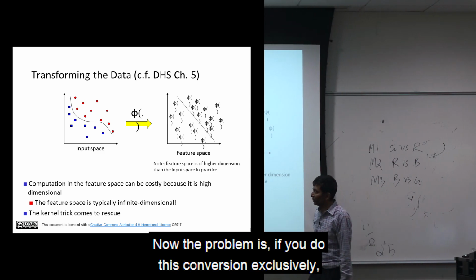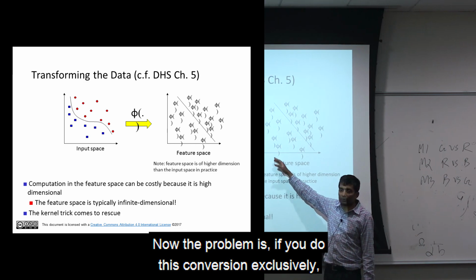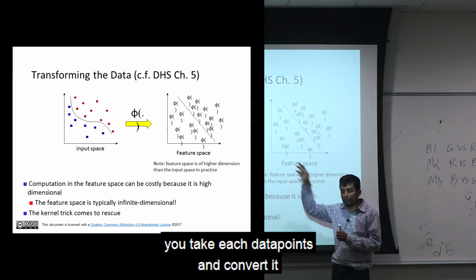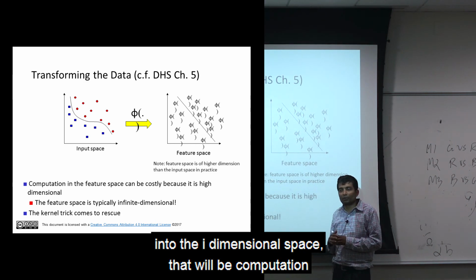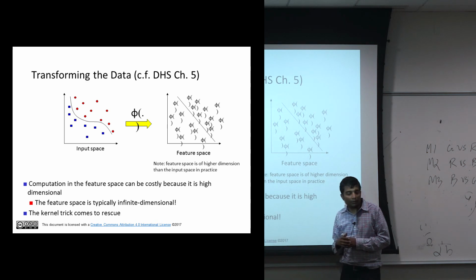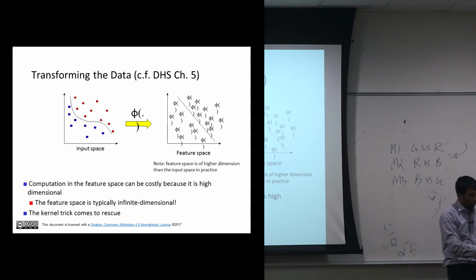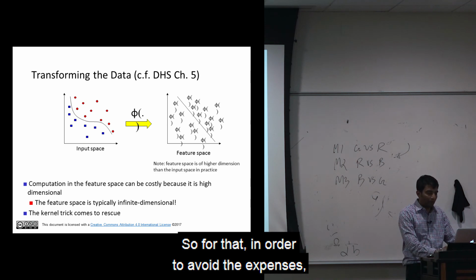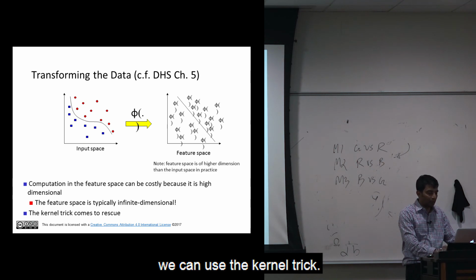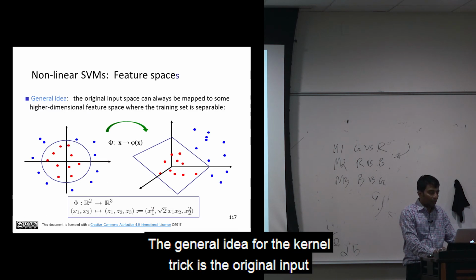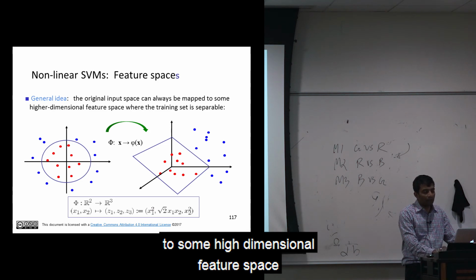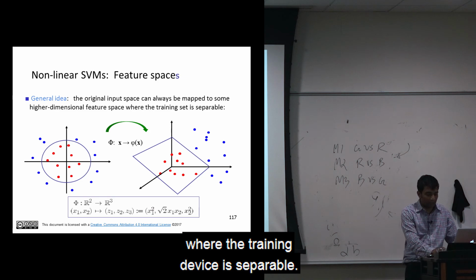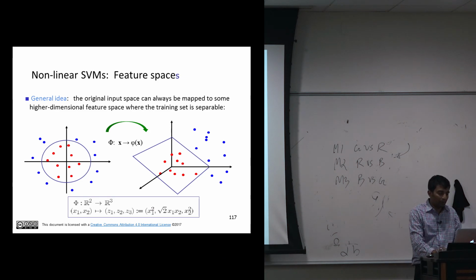Now the problem is, if you do this conversion explicitly, you will take each data point and convert it into the high dimensional space. That will be computationally very expensive, so we don't want to do it. In order to avoid that expense, we can use the kernel trick. The general idea of the kernel trick is that the original input space can always be mapped to some higher dimensional feature space where the training data is separable.